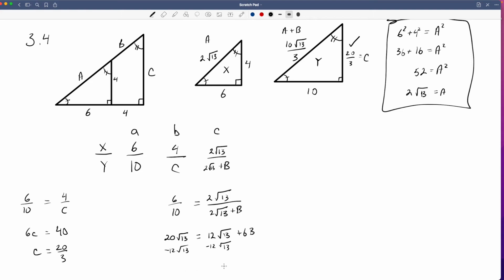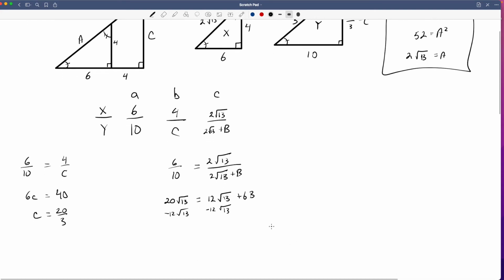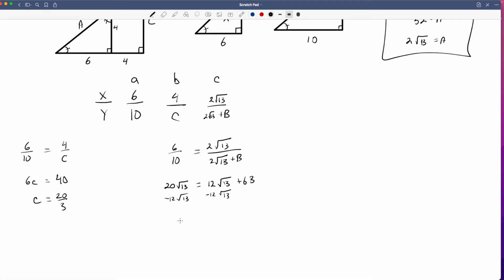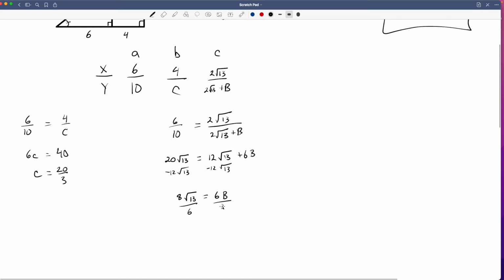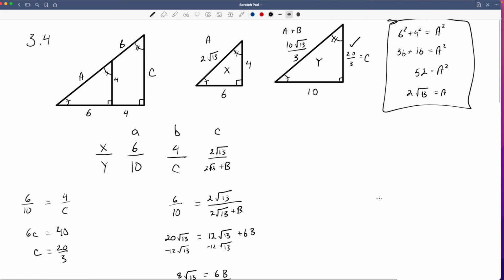So I'm going to write that over here. Actually, I'm just going to roll up. I think I have some room. Yes, I'll do that. So 8 times the square root of 13 is equal to 6b. If I divide both sides by 6, and then I reduce, I can divide this by 2 and divide this by 2, and I get 4 times the square root of 13 over 3 is equal to b. And that is exactly the same thing that we found here.